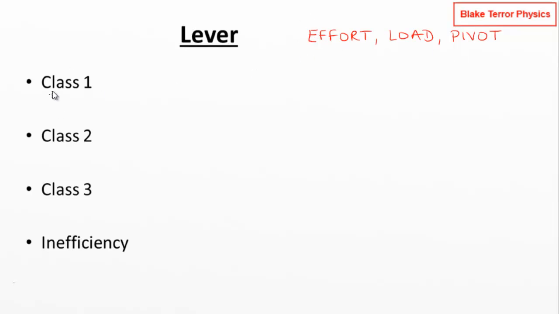This means we can have three different classes of lever, three different types, depending on which one of these is in the middle of the setup that we've got. So that'll become clearer if we look at class 1 levers. In class 1 levers, we've got the pivot in the middle. So pivot in the middle, load is going up, effort is going down.